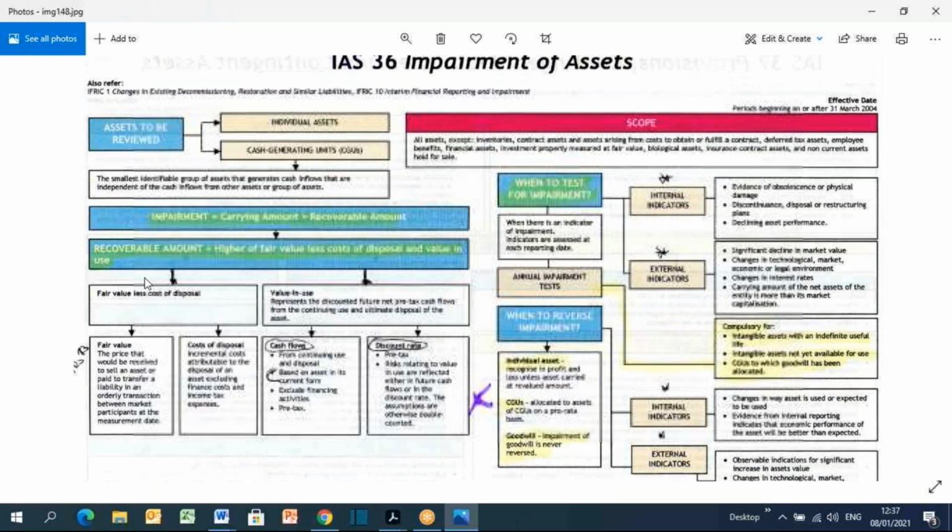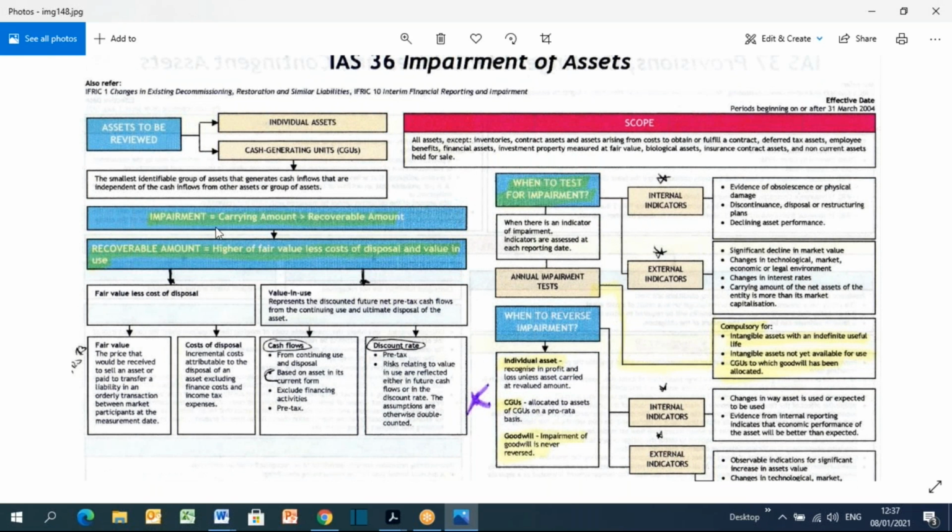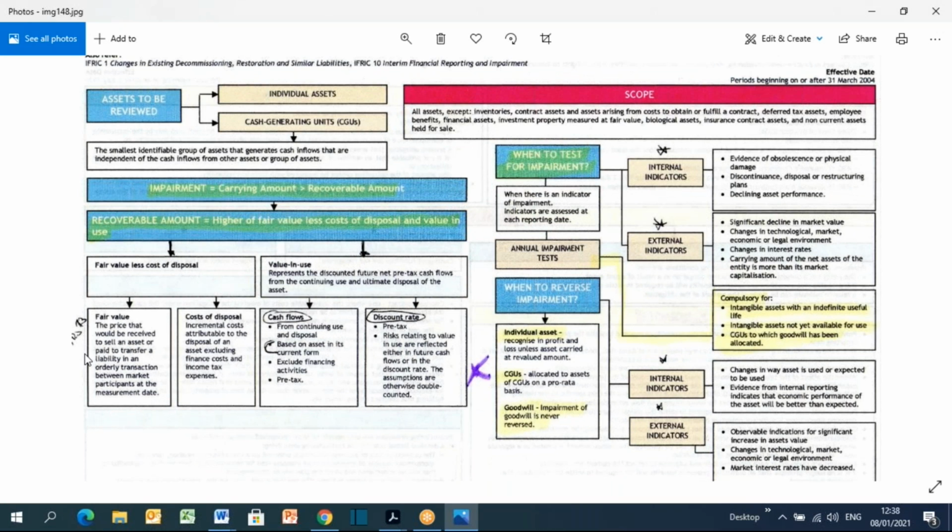What else you should remember, that the impairment occurs when the carrying amount of the asset is higher than the recoverable amount, and that the recoverable amount is the higher of the fair value less cost of disposal and value in use. Again, what is the fair value? You should know the definition, and you'll come across this again in IFRS 13. That is the price that would be received to sell an asset or pay to transfer a liability in an orderly transaction between market participants at the measurement date.